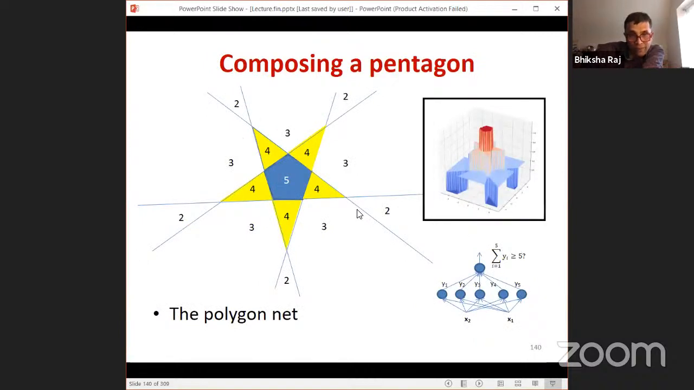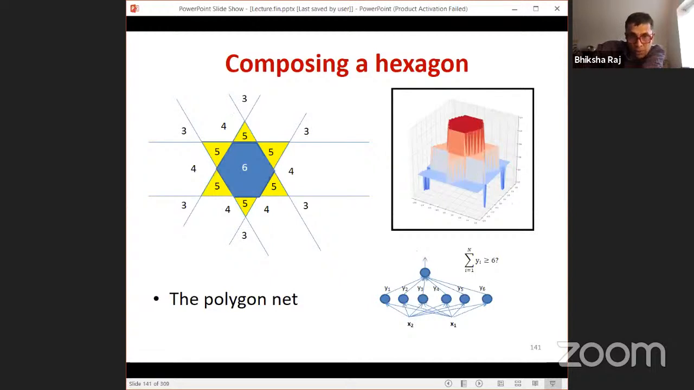If I want a pentagon, then I would do this with five neurons over here. And the sum is going to have this shape. If I use a threshold of five, the decision boundary is going to be a pentagon. If I use a threshold of four, the decision boundary is going to be a star. If I want to build a hexagon, I would have six neurons in my hidden layer. And I can do this with just one hidden layer. The sum of the outputs of this hidden layer is going to look like this as a function of inputs.